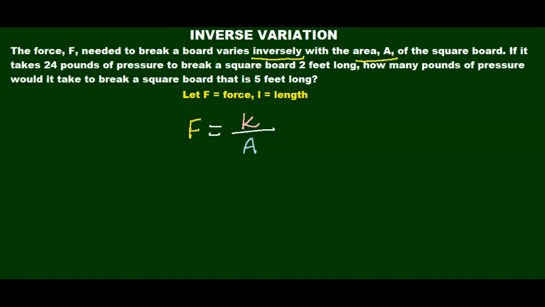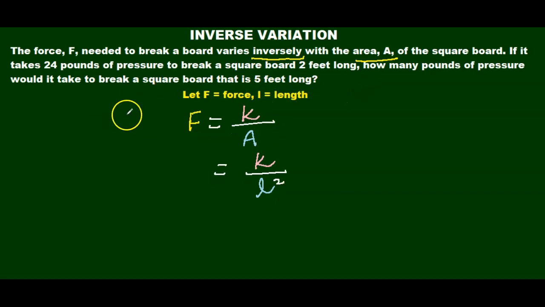But we also know it's a square board, so we can say that it is also equal to K over L squared, because length times length in a square gives you the area. Let's plug in our given values. We have 24 pounds of pressure, so F is 24 equals, now we don't know what K is, so I'm going to leave it as K over L, which is 2 feet long. So we're going to do squared, because length times length gives us our area.